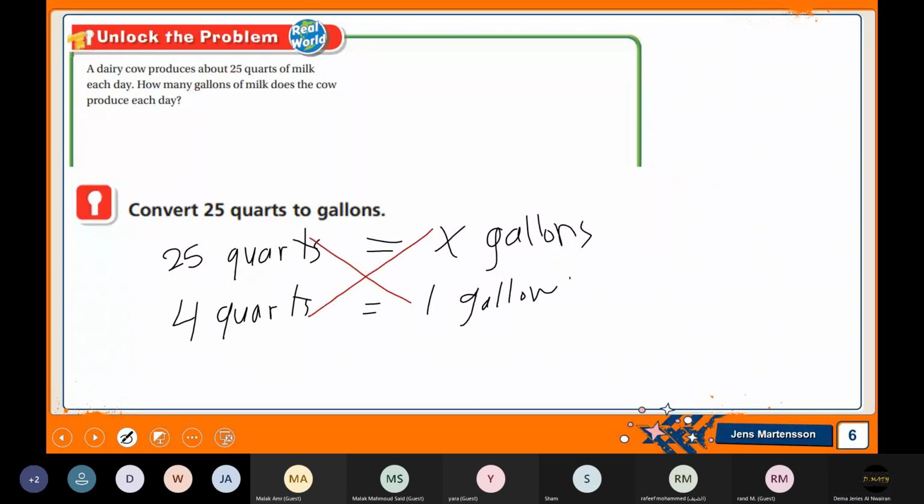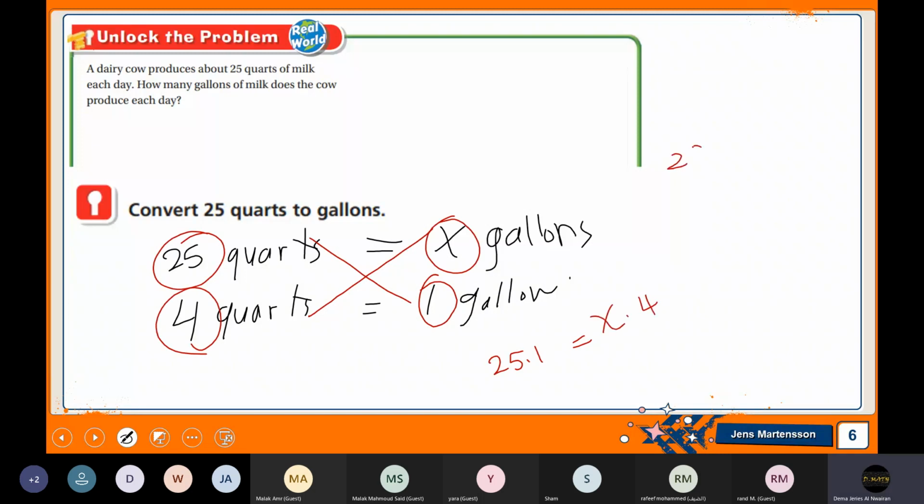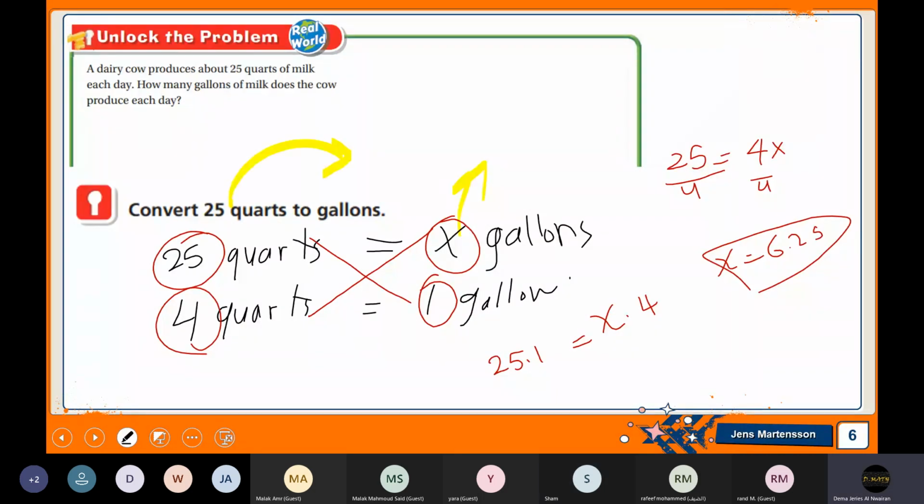Cross product. 25 times 1 equals x times 4. So 25 equals 4x. Divide by 4, as we said before. So x after dividing will be 6.25. So that means here 25 quarts equals 6.25 gallons. I understand now, thank you. Yeah. Let's go now to the second one.